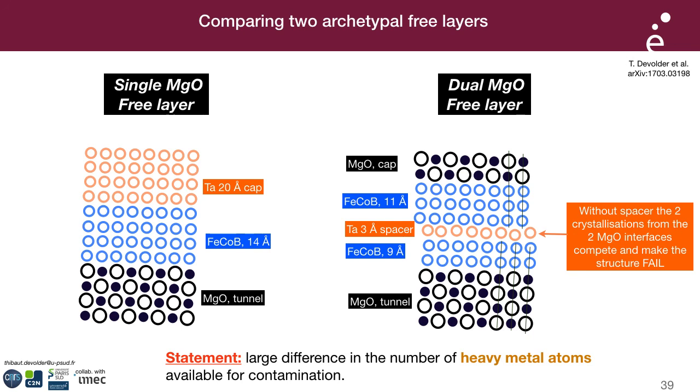And the reason is that when we anneal from the amorphous state, the crystallization front comes from the MgO interface towards the inner side of the free layer. So there are two crystallization fronts that might meet in the middle of the free layer. And in order to avoid having a grain boundary at the middle of the free layer, that would be very detrimental to the performance, we add this glue, which is this thin spacer, in this case of tantalum.